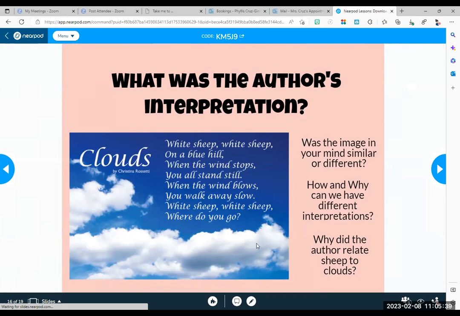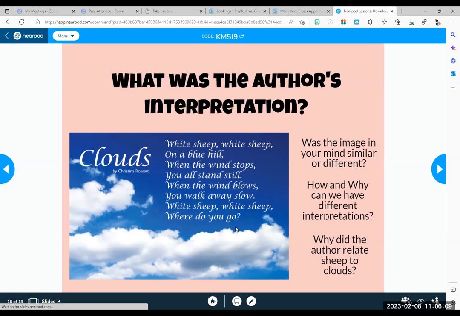So poems, we can interpret poems different ways, can't we? We might all not have the same exact interpretation or meaning from the poem. Your image in your head was very different from what the author's image was. And we already discussed that we thought that the author related sheep to clouds. Why would he think of sheep as a cloud? What do we know about sheep?